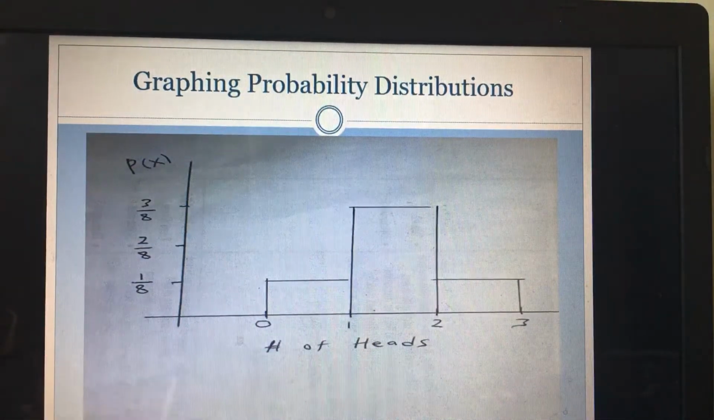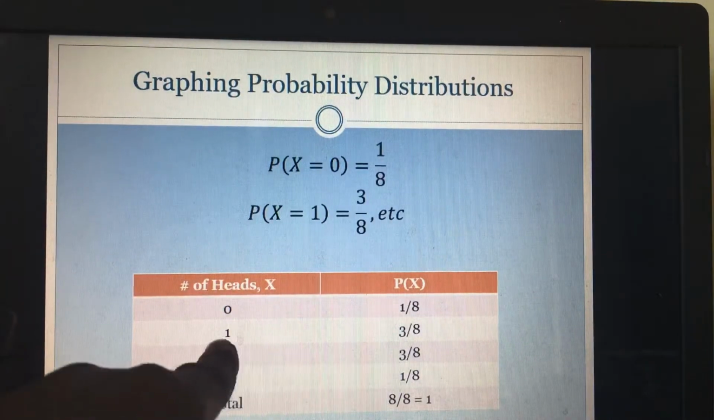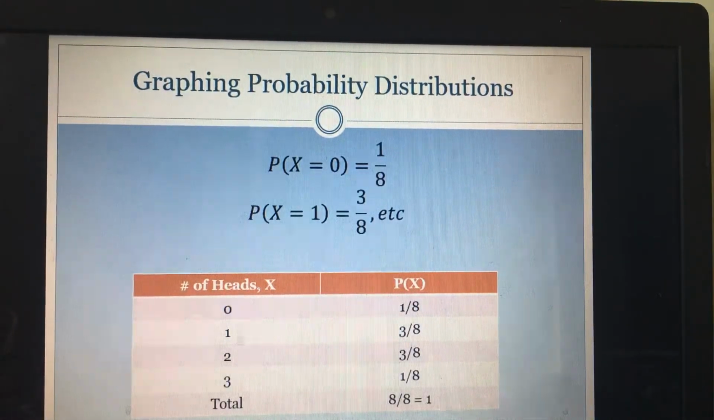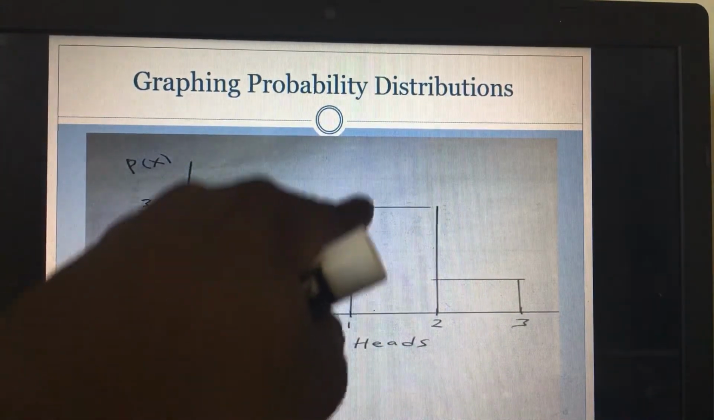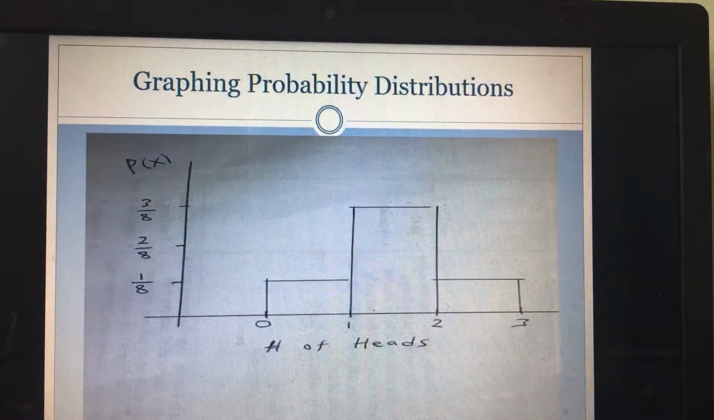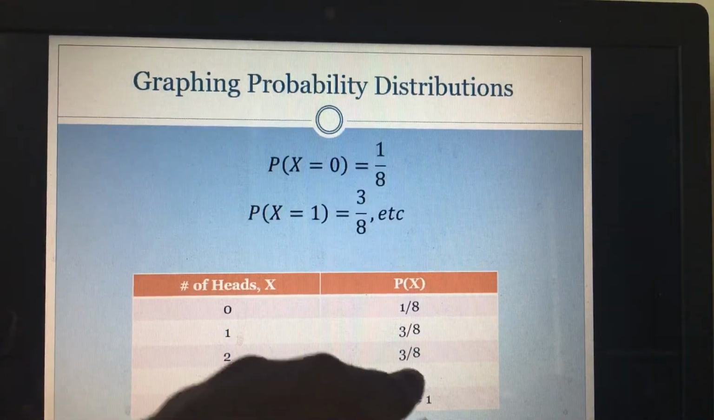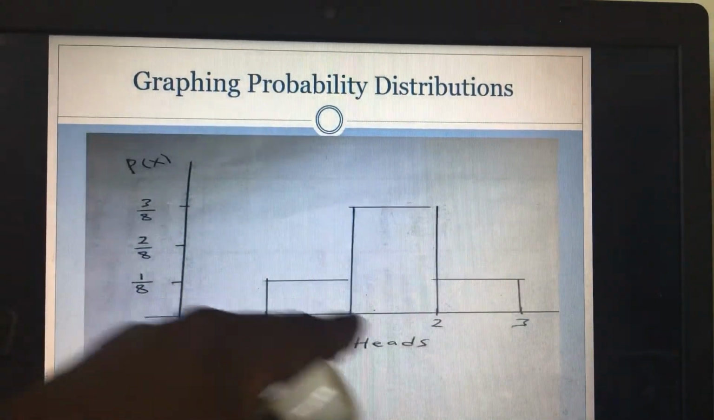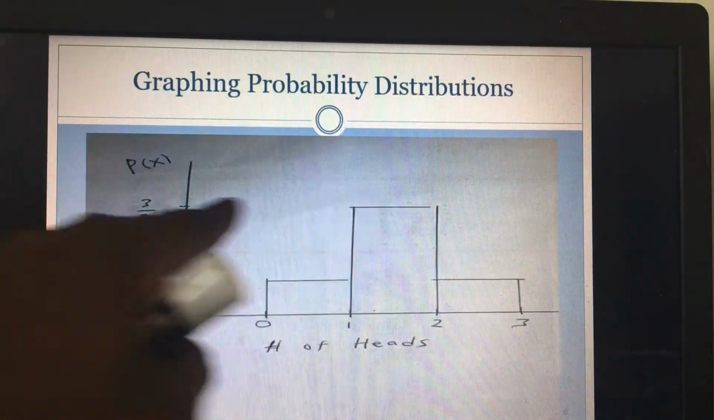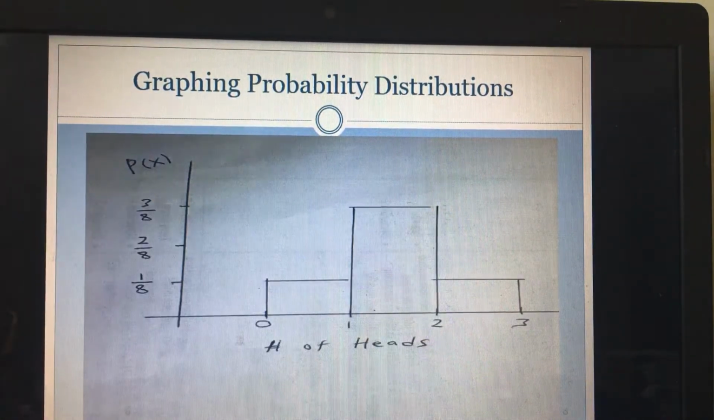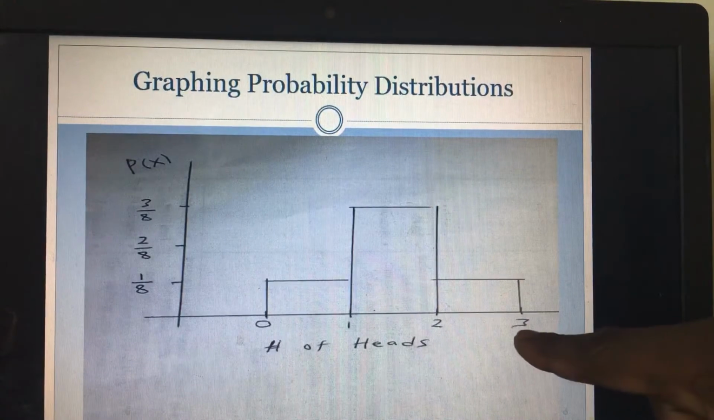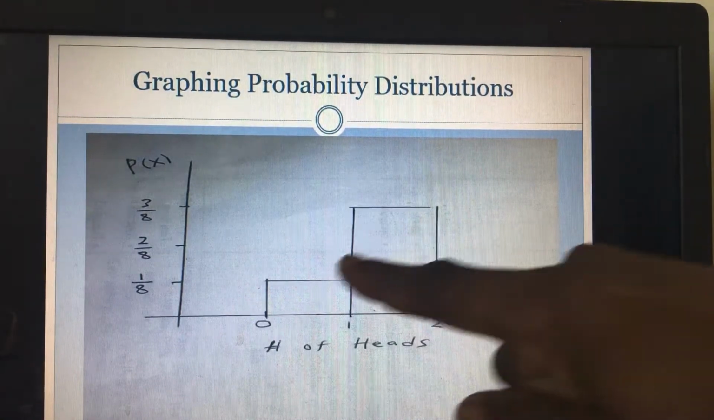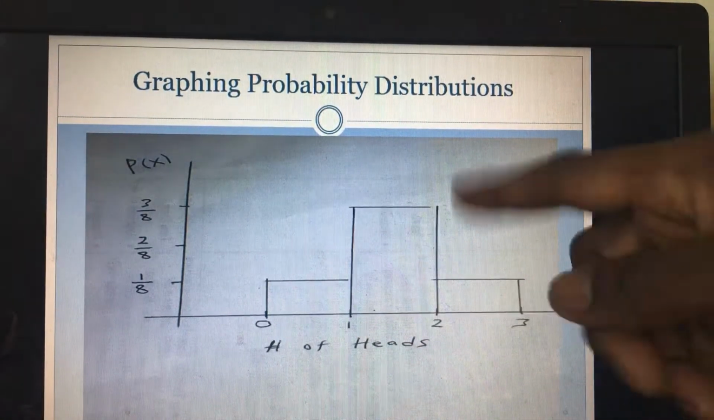Now for 1 head, we have it right here as 3 over 8. So you can see 3 over 8 right there. I draw the line from here, 3 over 8. And for 2 heads, 3 out of 8, so from here I draw the line to this 3. Now for the last one, which is 3 heads, 1 out of 8. In that case, I draw it from 3, 1 out of 8. So then I join the lines to get this histogram.